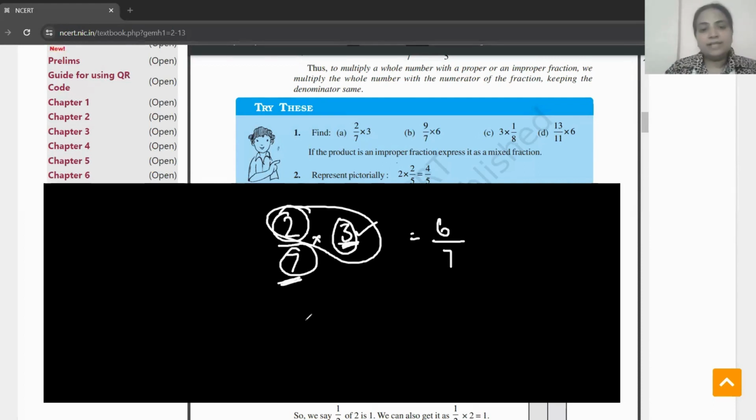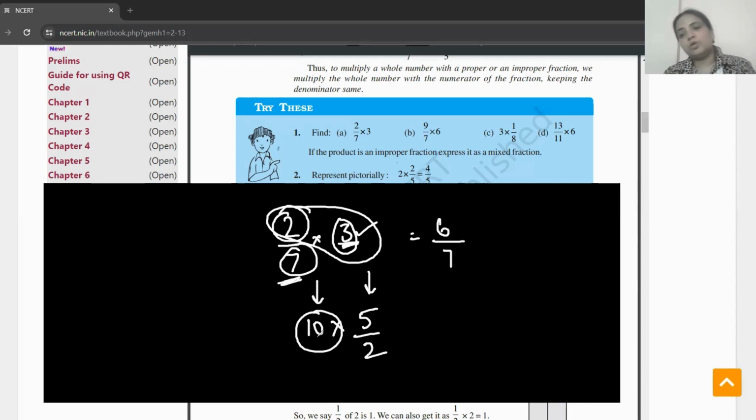Okay. Now, I'll give you one sum. Like this is 10 times 5 by 2. So this is a whole number multiplying by a fraction. So now you know this 10 is what? It is also a numerator. And although this is written a little in the middle, but this is numerator. And this 2 is a denominator. And they have a common factor 2.